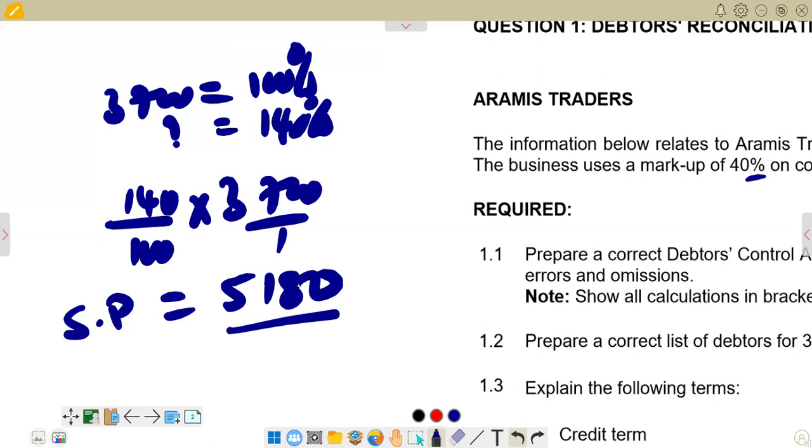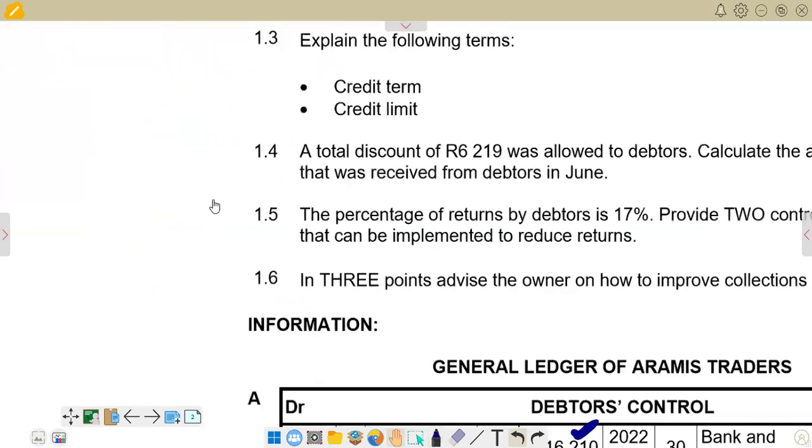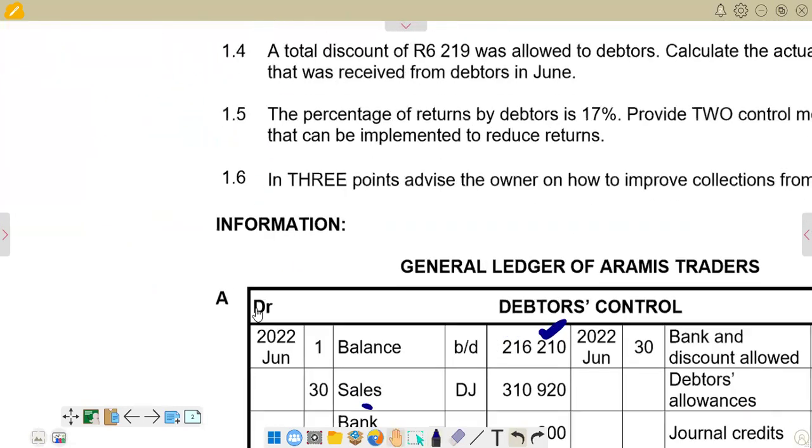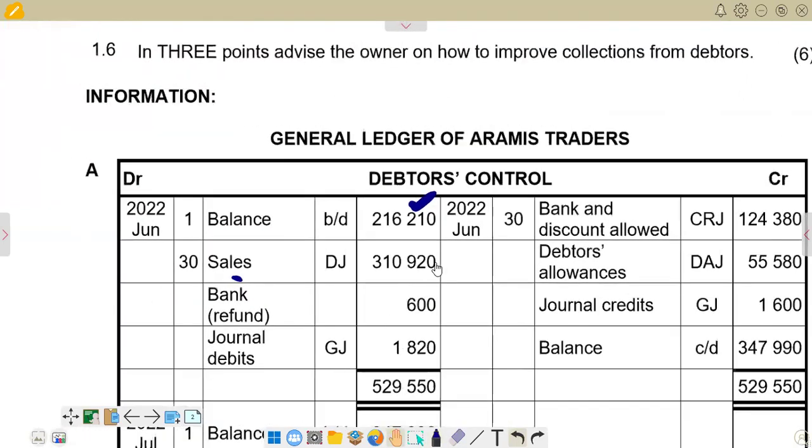So this is our selling price that we're going to include there. So remember, this was omitted. So what does it mean? It means you have to add it to the figure for sales that we are given. So we go to the debtors control that we are given in the question to check the figure for sales. If you are here now, you see that sales is here. We have got 310,920, and then we are supposed to add our 5,180 that we got there to get the correct sales figure. So we go to the answer section and make our adjustments.